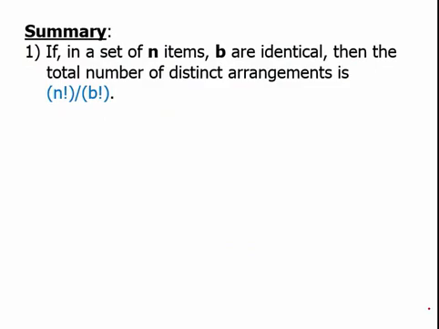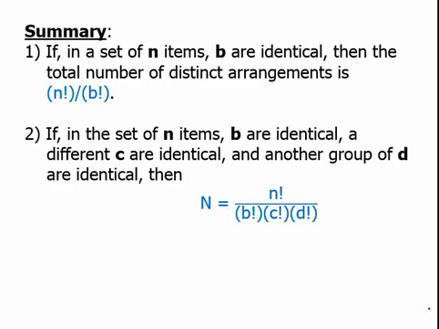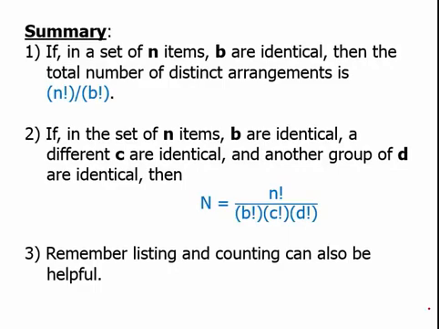If in a set of n items b are identical, then the total number of distinct arrangements is n factorial divided by b factorial. If in the set of n items b are identical, a different set c are identical, and a different set d are identical, then we divide n factorial by all those individual subset factorials. And of course, both of these rules are only for when we're talking about arrangements of the entire set. If we have some other thing where we have a pool with repetitions in it and then we're selecting from that pool, then we're going to have to resort to listing and counting because there's no formula in that case.